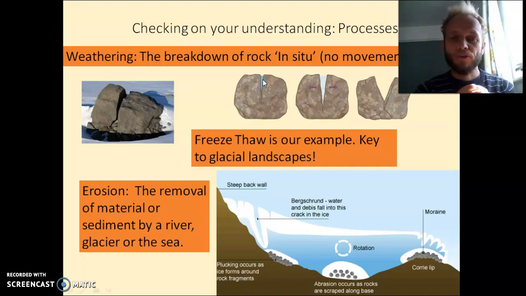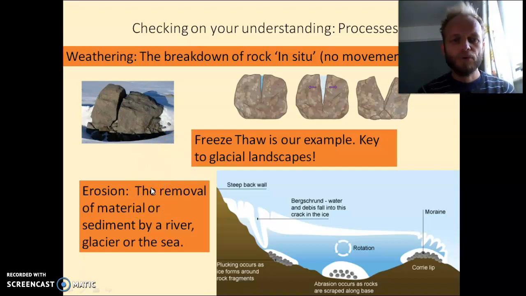Then it will thaw during the daytime or during the summer, so it will melt, and then acting again, it will freeze at night, so expand again and force the rock apart, and then contract when it melts. Freeze and thaw, freeze, thaw, freeze, thaw. And over time that expansion and contraction forces the rock apart. And you can see on this picture here where this rock has been split in half because of weathering, and particularly freeze thaw.